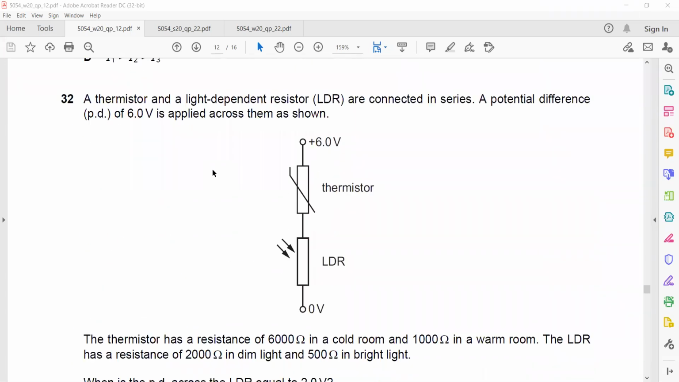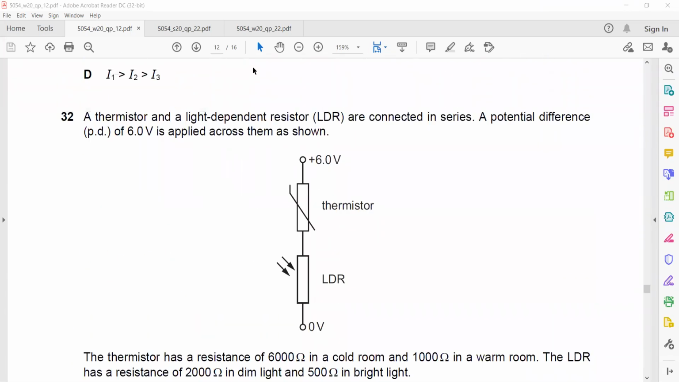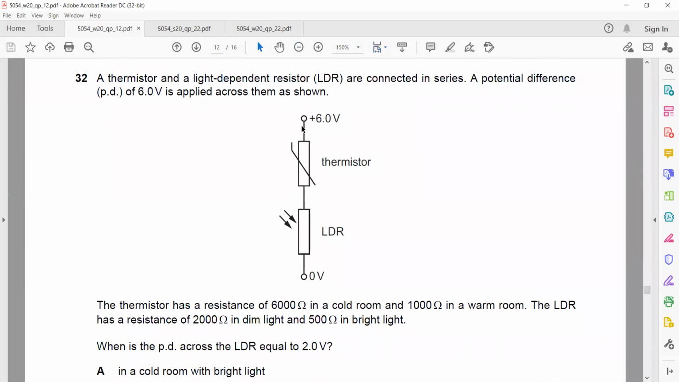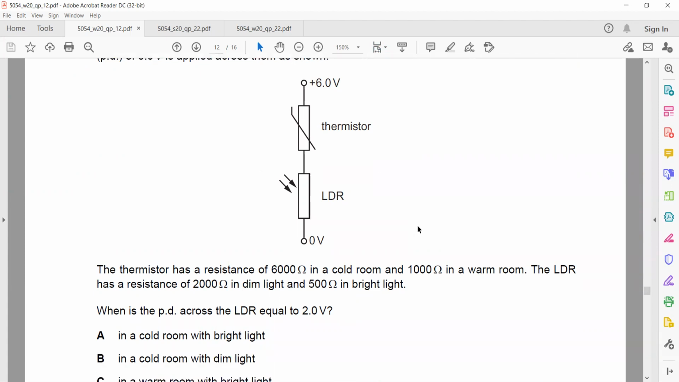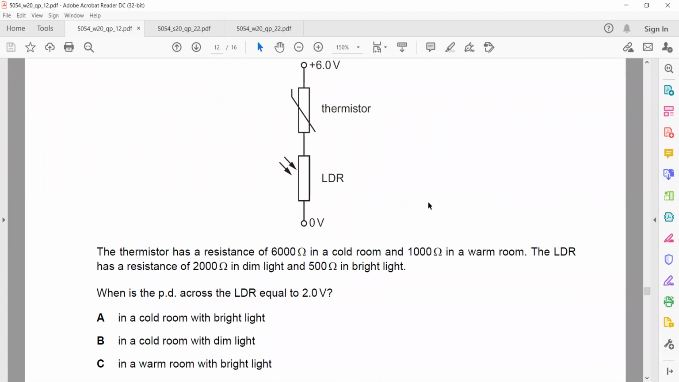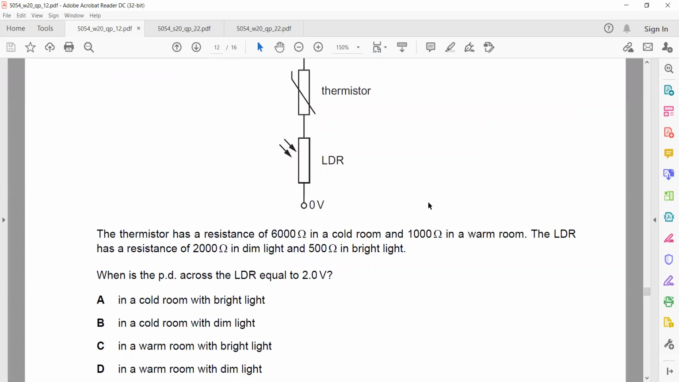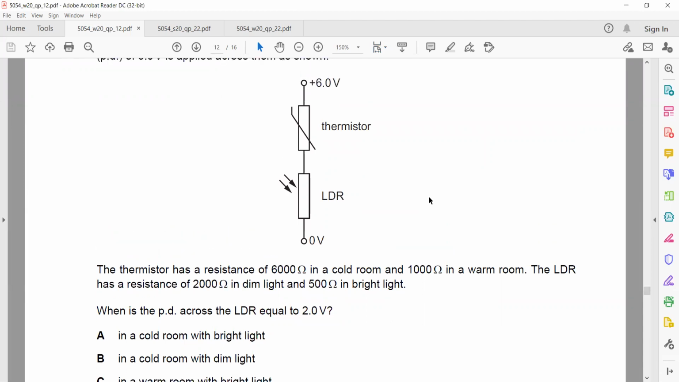Next is question 32. In this question, a thermistor and a light dependent resistor (LDR) are connected in series. A potential difference of 6 volts is applied across them as shown. The thermistor has a resistance of 6000 in a cold room and 1000 in a warm room. The LDR has a resistance of 2000 in dim light and 500 in bright light. When is the potential across the LDR equal to 2 volts?